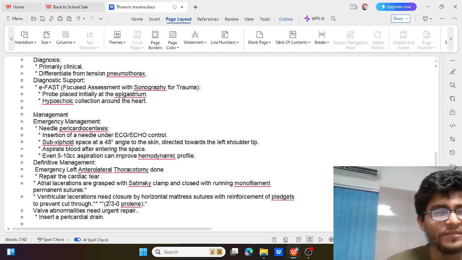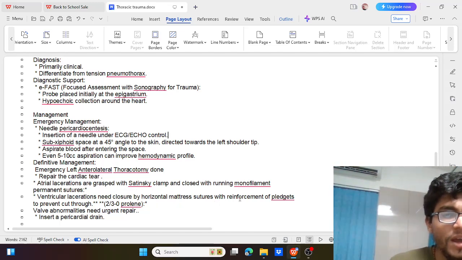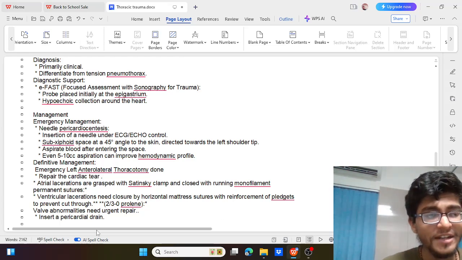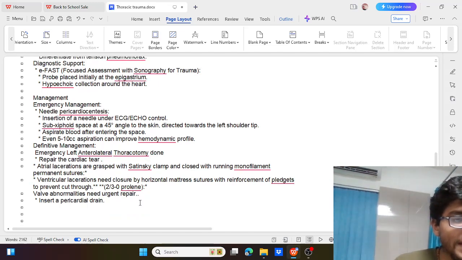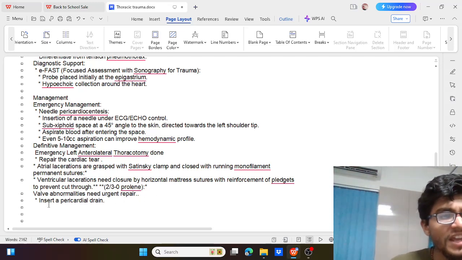Then ventricular laceration, we need to close it by horizontal mattress suture, and it should be reinforced with pledgets, that will be supporting the wound, and horizontal mattress again will be with permanent non-absorbable monofilament sutures. These pledgets are used to prevent cut through of the injury. The suture which we commonly use is 2-0 or 3-0 Prolene. In case there is some valve injury or valve abnormality, it will also need urgent repair. And lastly, we will insert a pericardial drain. So this is about emergency definitive management of cardiac tamponade with cardiac injury.